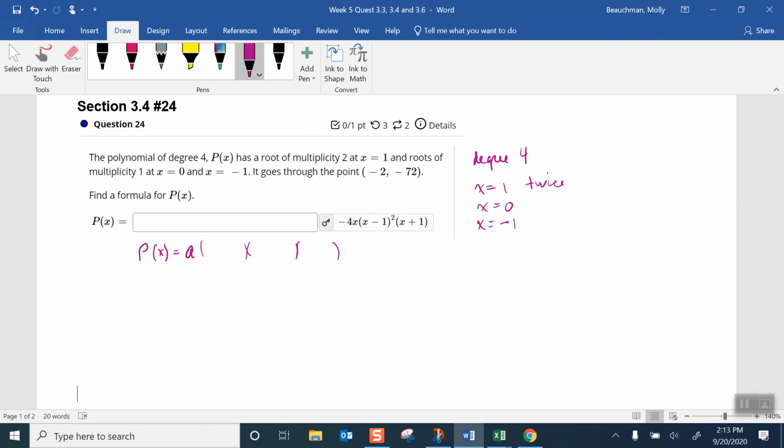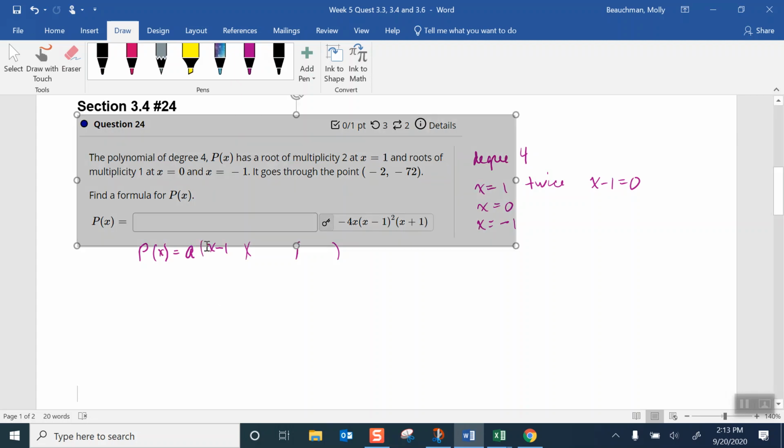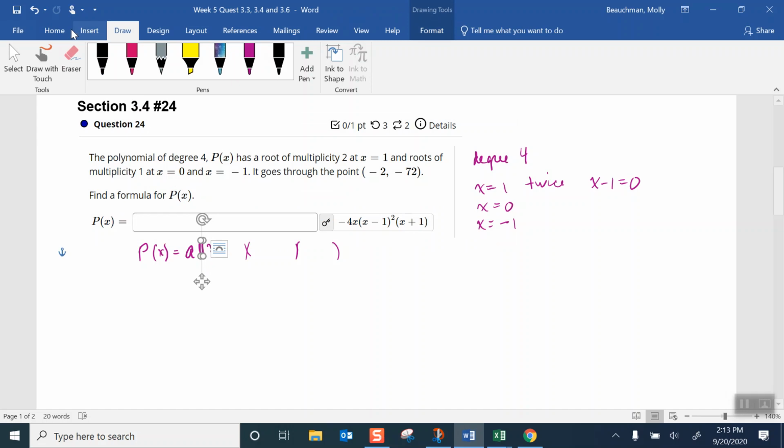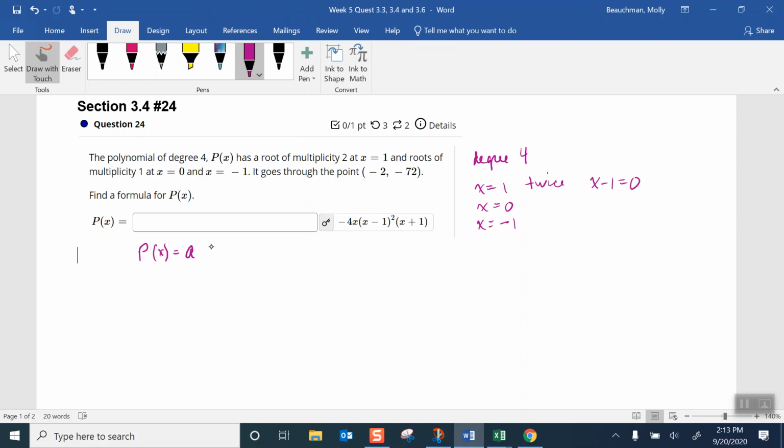So if it's degree 4, let's see, I know x equals 1 occurs twice. If x equals 1 is where the 0 is, subtract 1 from each side, x minus 1 is what the factor is. So I know that occurs twice. So I'm going to have x minus 1 twice. Let me erase down here and get this a little bit better. There we go. So I'm going to have the root x minus 1 as a factor twice.